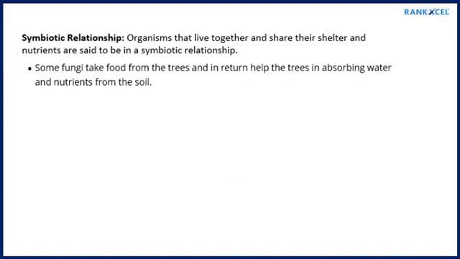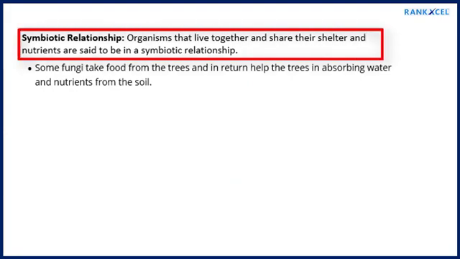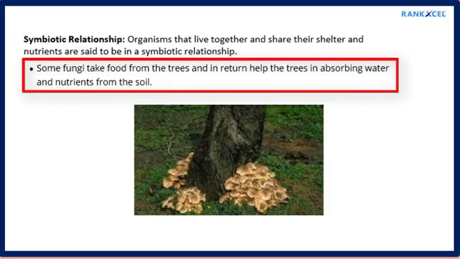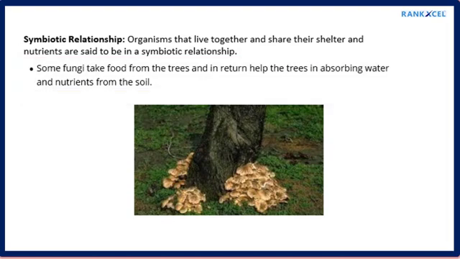Symbiotic relationship. Organisms that live together and share their shelter and nutrients are said to be in a symbiotic relationship. Some fungi take food from the trees and in return help the trees in absorbing water and nutrients from the soil.